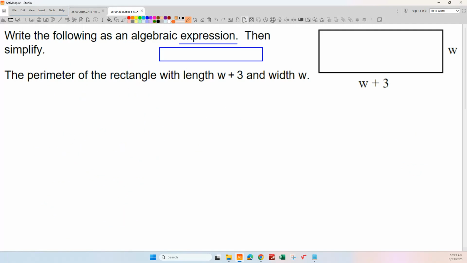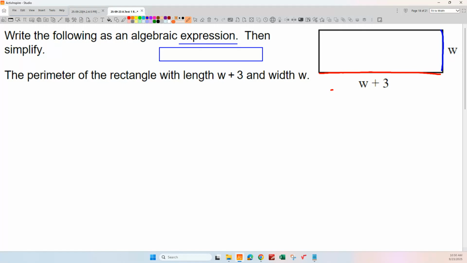Okay, how about one like this? So they give me a rectangle, and it says write the following as an algebraic expression and then simplify. The perimeter of the rectangle with length w plus 3 and width w. Okay, so if we're going to call that the length and this the width, the length is the red edge, the width is the blue side of that.